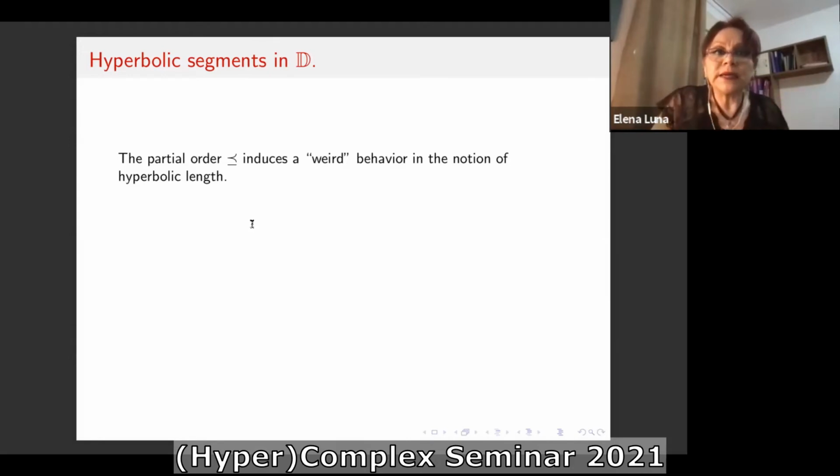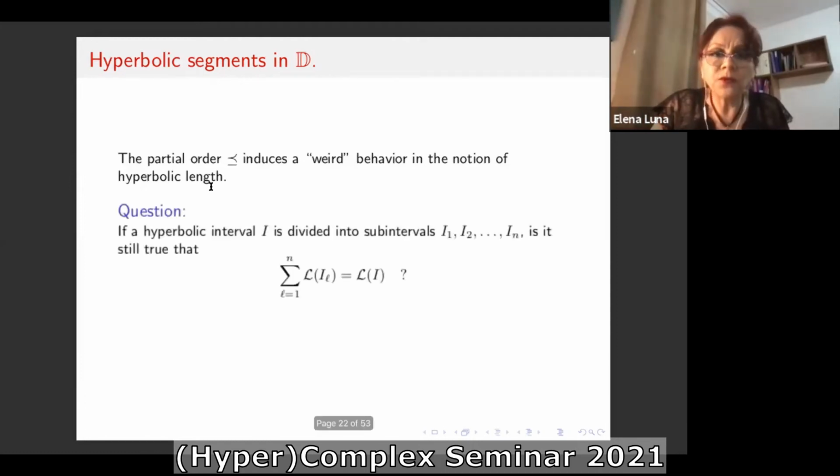So that's why now I give an example of how this partial order that we have defined gives us a weird behavior about the notion of the hyperbolic length. What do I want to say? I want to say the following.